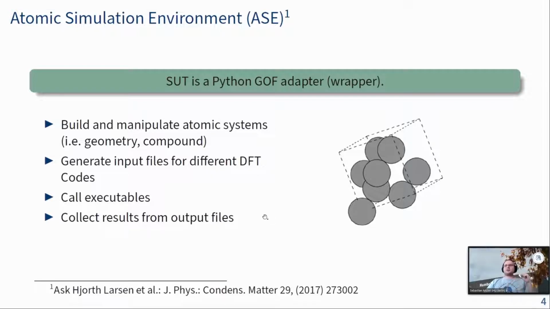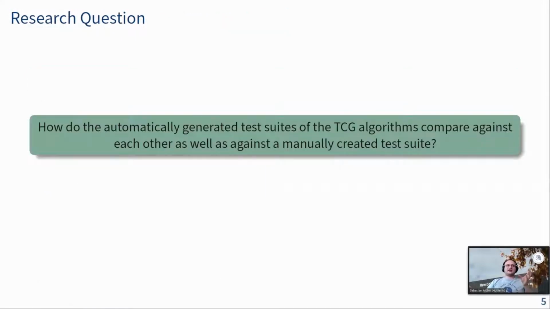So now that we know where we are heading, let us actually talk about what we were asking ourselves. How can we use these automatically generated test suites of our test case generation algorithms, and how do they compare against each other, and against a manually created test suite as well?